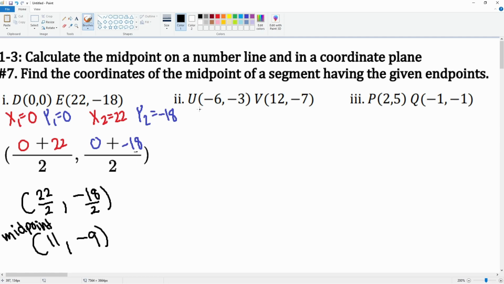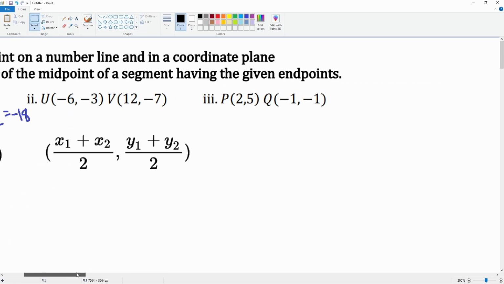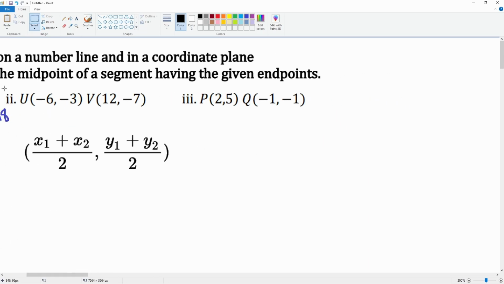Let's do part II here. Here's the formula again. Now all we have to do is plug in the values. Let me move it over so we can have some room here.